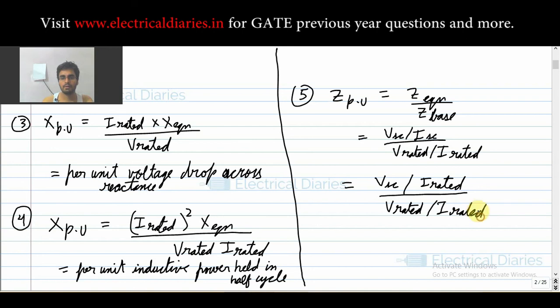Derivation is not that much necessary, but you should have some idea in the back of your mind. VSC divided by V rated. So your Z per unit is the same as VSC by V rated. But this is only valid when your ISC is the same as the I rated, where this SC subscript is for short circuit conditions. Okay, so this is the thing.